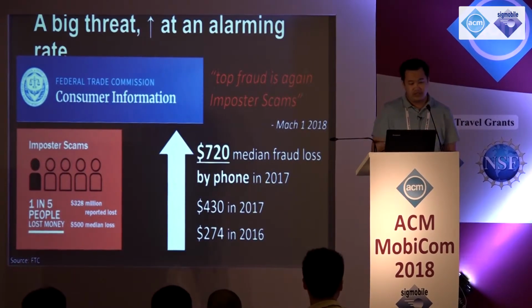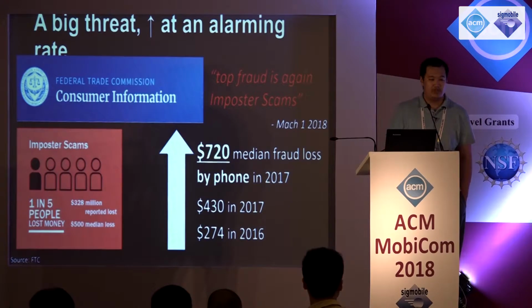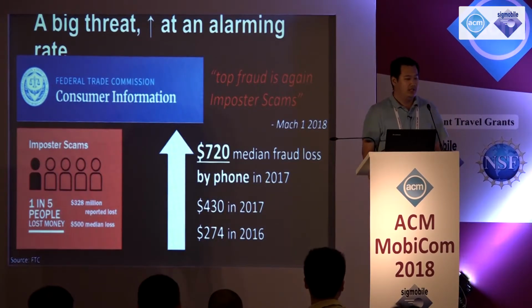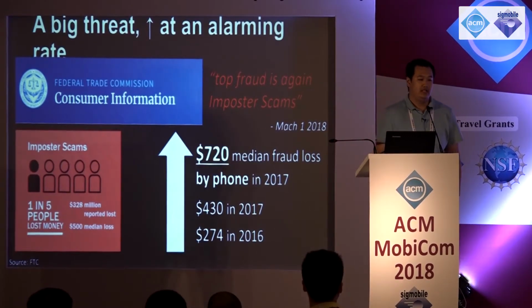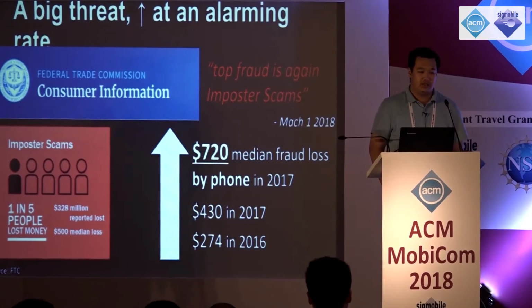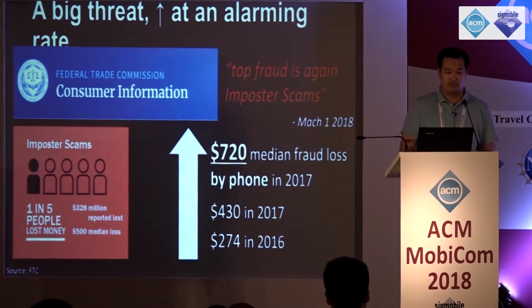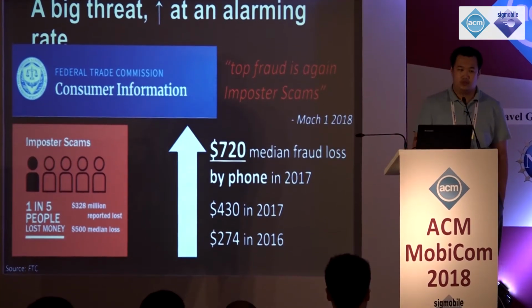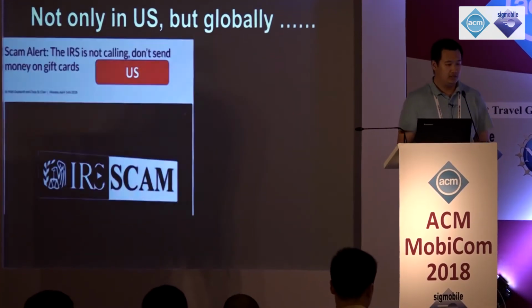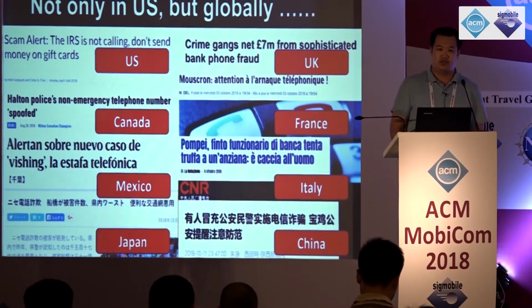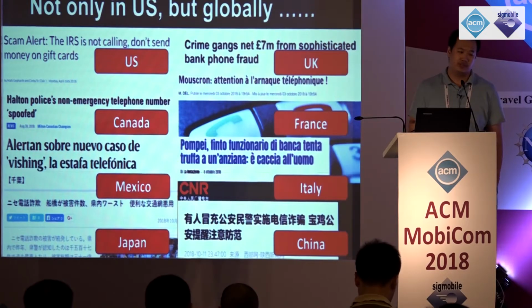In the United States, the Federal Trade Commission has confirmed that imposter scams have become the top fraud again this year. It is estimated that 1 out of 5 Americans suffers from an imposter scam. The average loss was $274 and it increased to $720. So the imposter scam is a big threat to people's daily life, and it is growing at an alarming rate. It is not only a US problem, but also a global issue. There are news reports from many other countries.